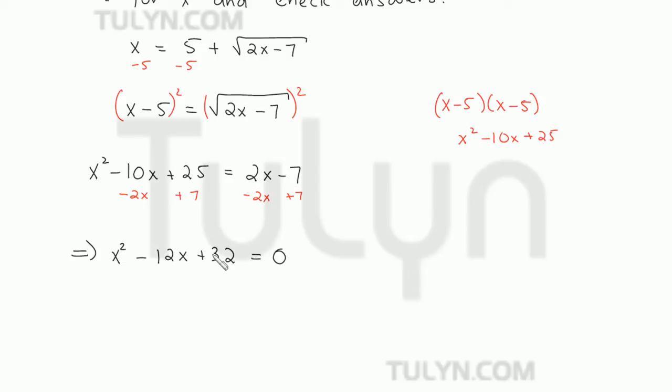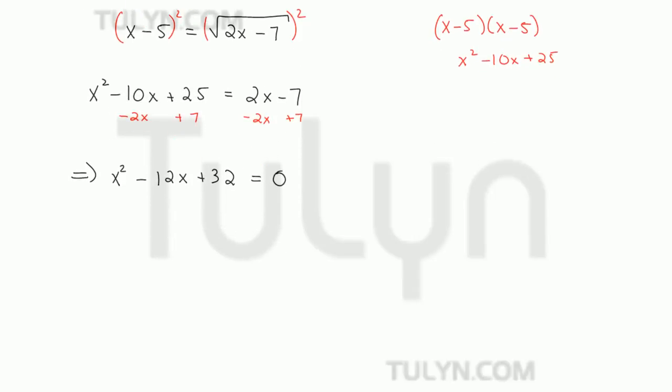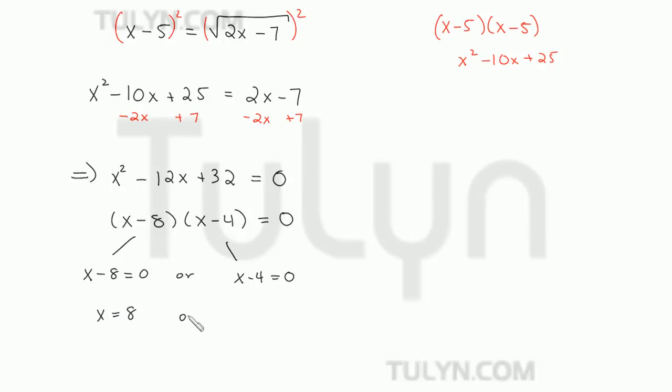Now since we're solving for x and this is a quadratic equation, we either use the quadratic formula or we try to factor. As it turns out, these two terms factor into (x minus 8) times (x minus 4) is equal to 0. So using the zero factor property, we get that x minus 8 is equal to 0, or x minus 4 is equal to 0. So x is equal to 8, or x is equal to 4.